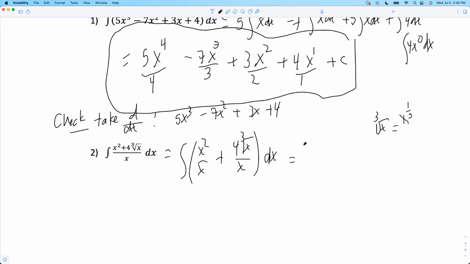So here, I'll write out a couple of steps. This should be easy. X squared divided by x is just x. Again, I've not done any calculus yet. This is just algebra I'm doing right here. Now think about how you divide like bases. I've got an x to the 1, x to the 1/3. I'm going to have to subtract, right? 1/3 minus 1 would be negative 2/3.